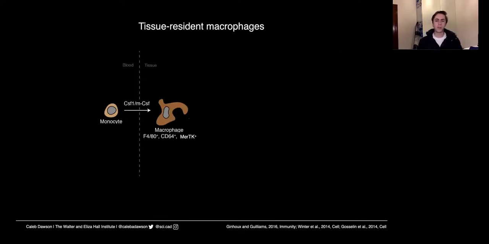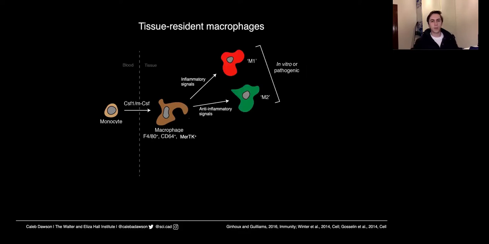Tissue-resident macrophages are a really interesting immune population. They're really abundant in all tissues, and they develop from monocytes under the action of the CSF1 growth factor. Macrophages typically express F4/80, CD64, and MERTK, and we use those markers to isolate them. Traditionally, macrophages are split into M1 or pro-inflammatory macrophages and M2 or anti-inflammatory macrophages from fairly typical inflammatory or anti-inflammatory signals.